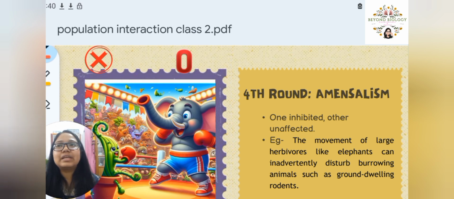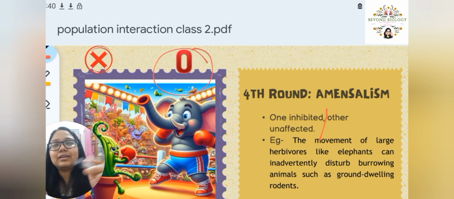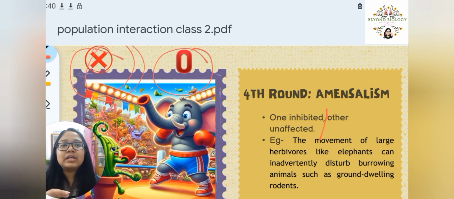For example, when a herd of elephants moves, they do not consider the plants, the burrowing animals and maybe insects that are present, but those are getting affected by the movement of the animal, specifically here the elephant. The elephant doesn't gain anything, it doesn't lose anything, there is no effect on the elephant in general. But the plant that gets trampled or destroyed by the movement is affected seriously. So this sort of interaction is commensalism. So we have done the 4 different types of negative interaction among species.